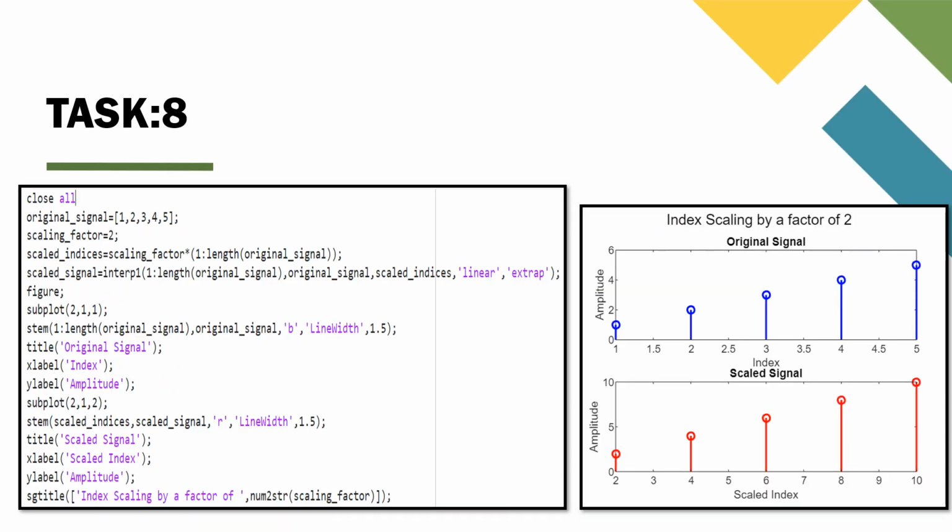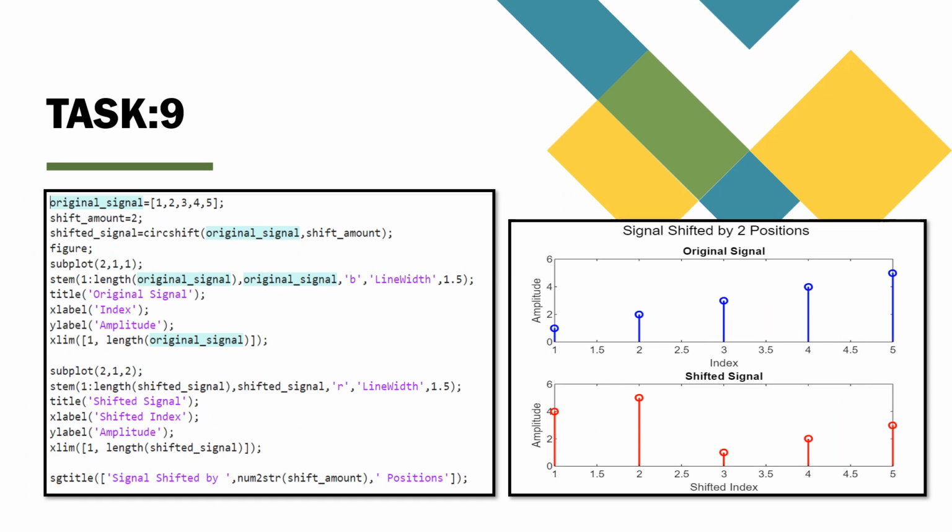For task 8, we are doing index scaling. Here we are required to have a scaling factor and then we multiply the indexes of the original signal by that factor and plot the results. In task 9, we are shifting the original signal. Here we have a shifting factor. We named it shift amount and then using the circular shift function, we have shifted the indexes.